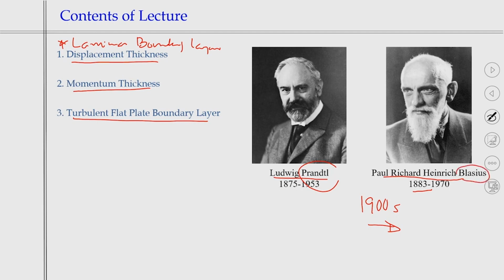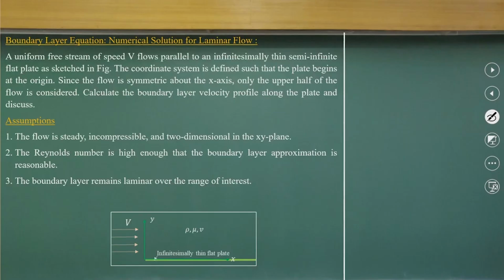They contributed in the early 1900s, when there were no computers like we have today. So, how did they try to solve these boundary layer problems to estimate the velocity distributions and the boundary layer thickness? Looking at that, let us go to the concept of laminar boundary layer equations.